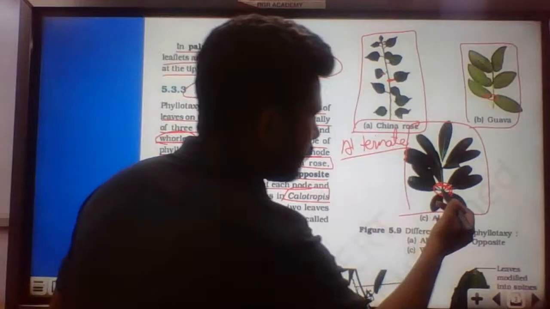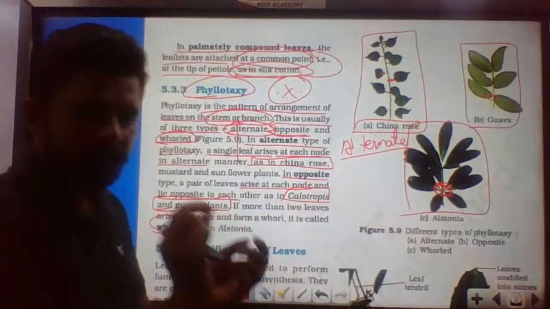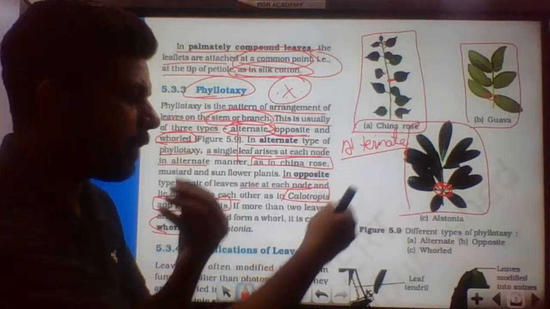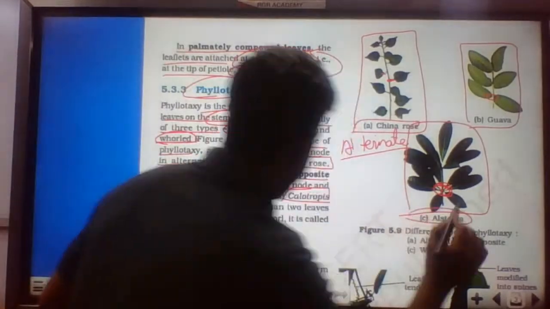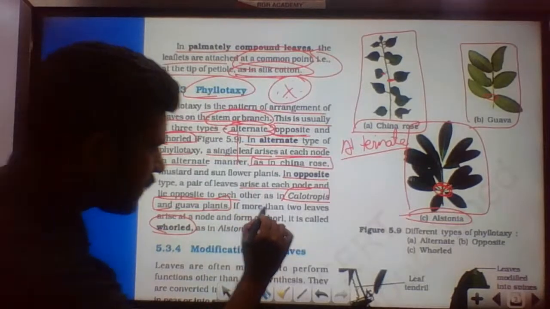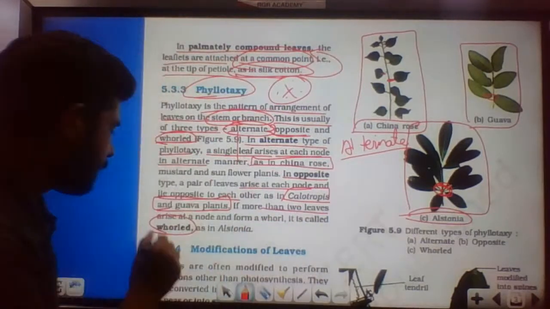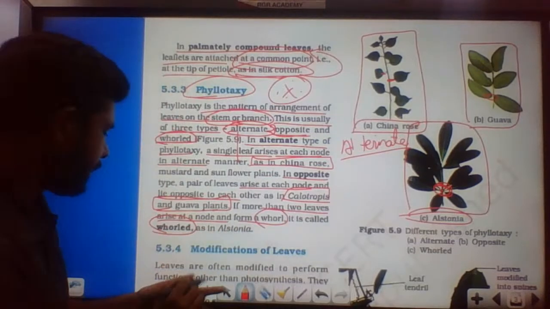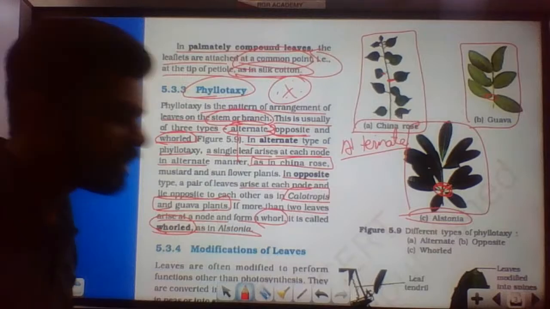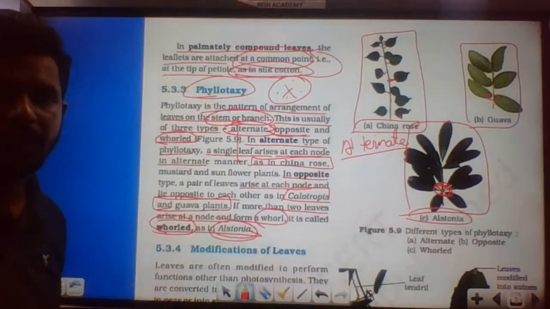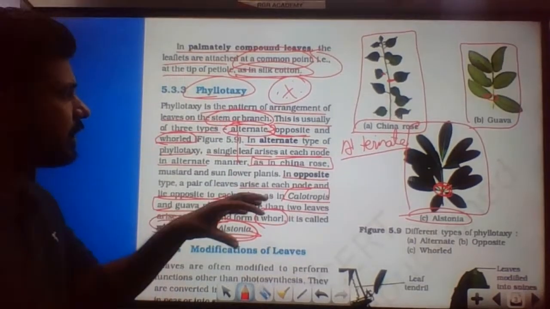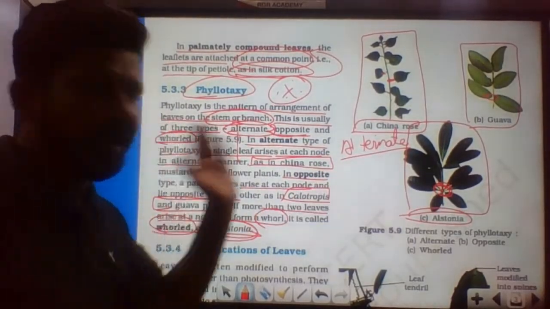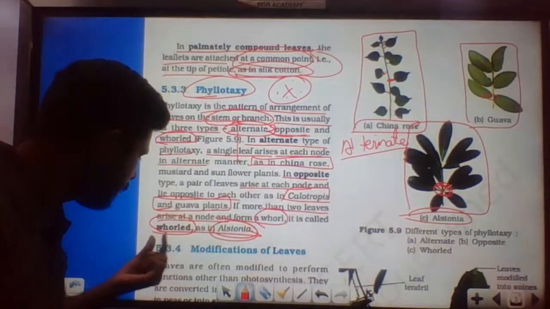Whorl type means that from a single node, leaves develop around the entire stem, as seen in Alstonia. If more than two leaves arise at a node and form a whorl, it is called whorl type of phyllotaxy, which is seen in Alstonia. There are three types of phyllotaxy: one is alternate, second is opposite, and third is whorl type.